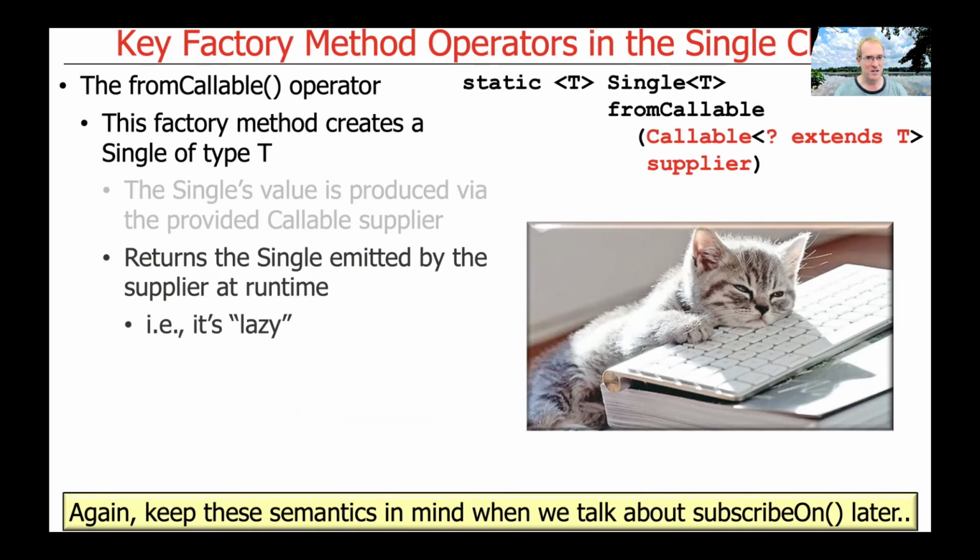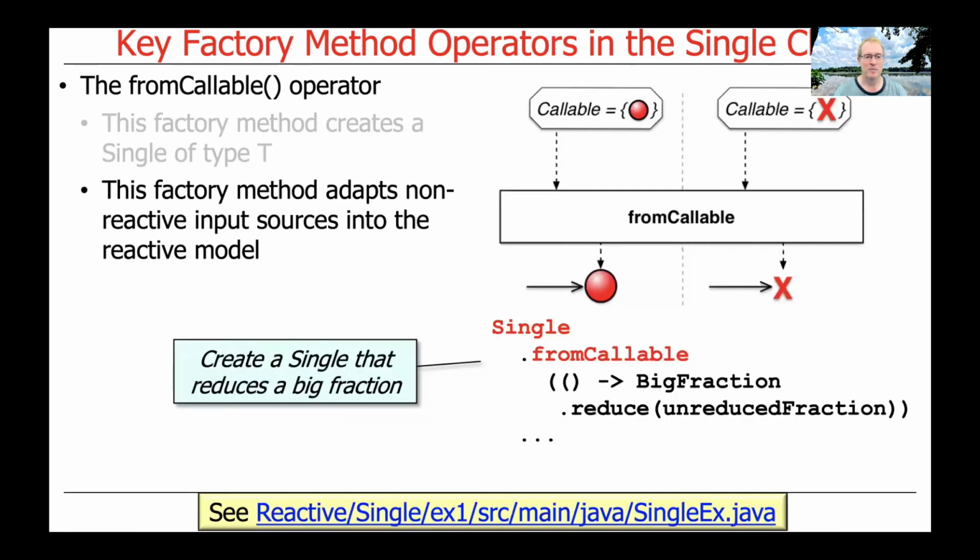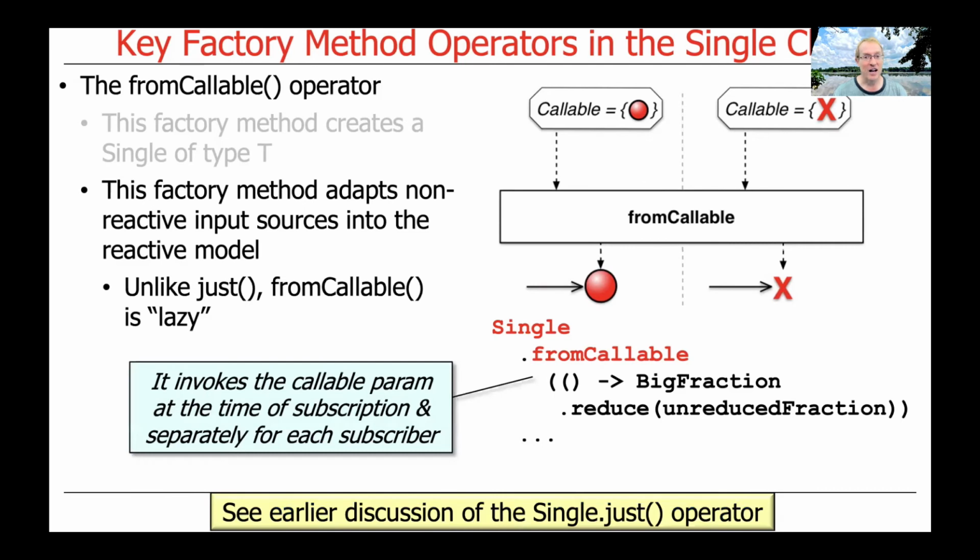Again, keep in mind the semantics of fromCallable when we talk about subscribeOn later, because that's often what you want to use in the context of subscribeOn. You want to use fromCallable in order to get things to run in the proper thread. This factory method is also used to adapt non-reactive input sources into the reactive model. Here we have a call to Single.fromCallable that creates a Single that reduces a BigFraction. Once again, we'll look at that example in more detail a little later in the case study. And unlike just, fromCallable is lazy.